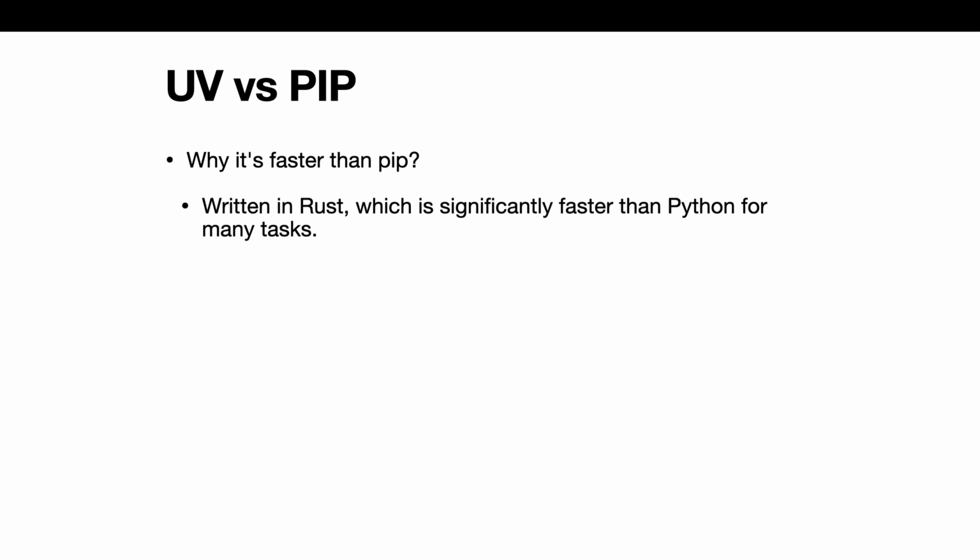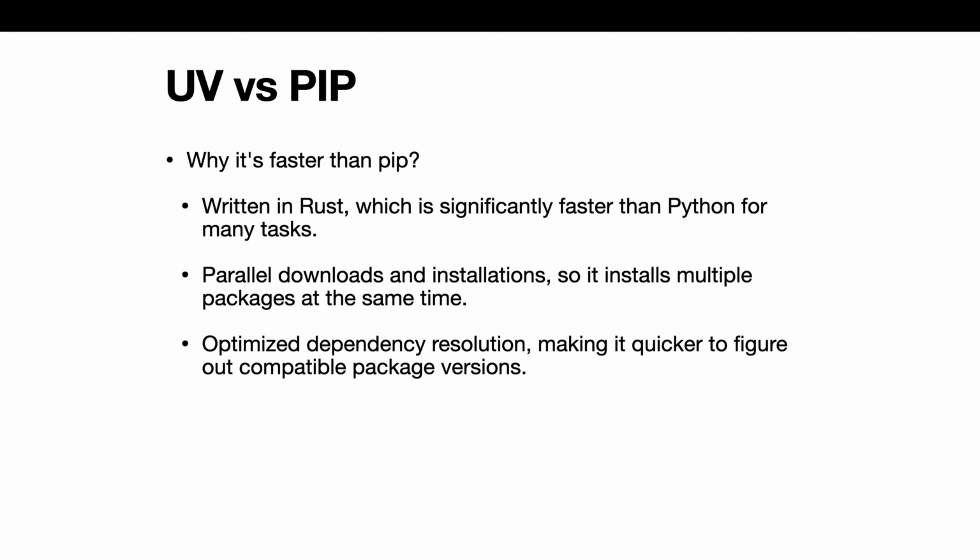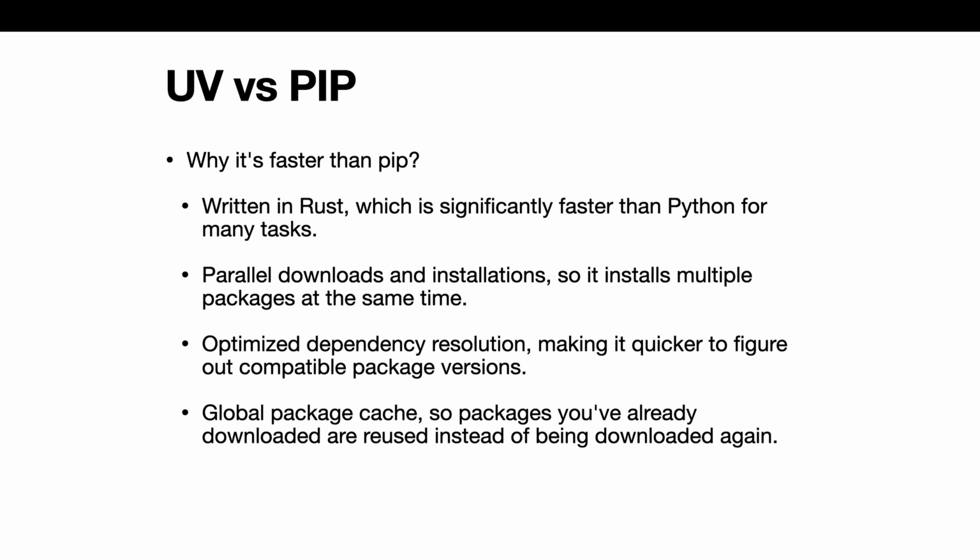So, why is UV faster than pip? UV is written in Rust, which is significantly faster than Python for many tasks. Also, it has parallel downloads and installations, so it installs multiple packages at the same time. It also has optimized dependency resolution, making it quicker to figure out compatible package versions. And finally, it has a global package cache, so packages you have already downloaded are reused instead of being downloaded again.